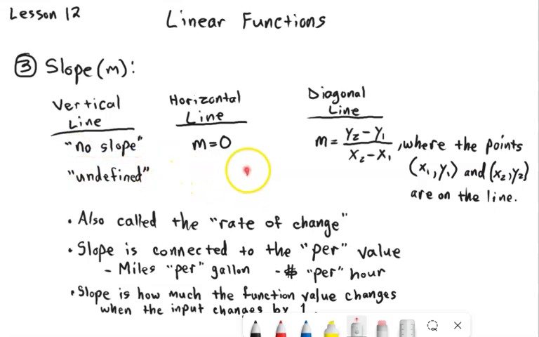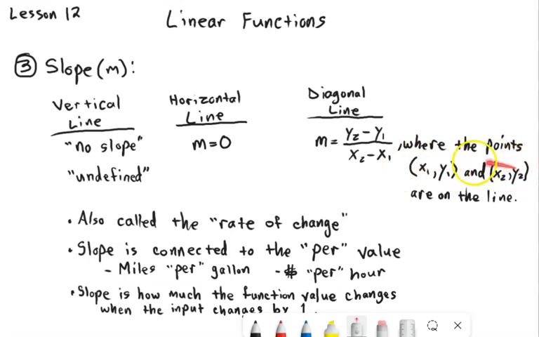But we're most interested in diagonal lines, the slope of a diagonal line. If a line contains the points (x1, y1) and (x2, y2), now these 2 points are going to have actual numbers. It's going to be like (5, 7) and (9, 43), or something like that. So x1 is a number, y1 is a number, x2 is a number, and y2 is a number.